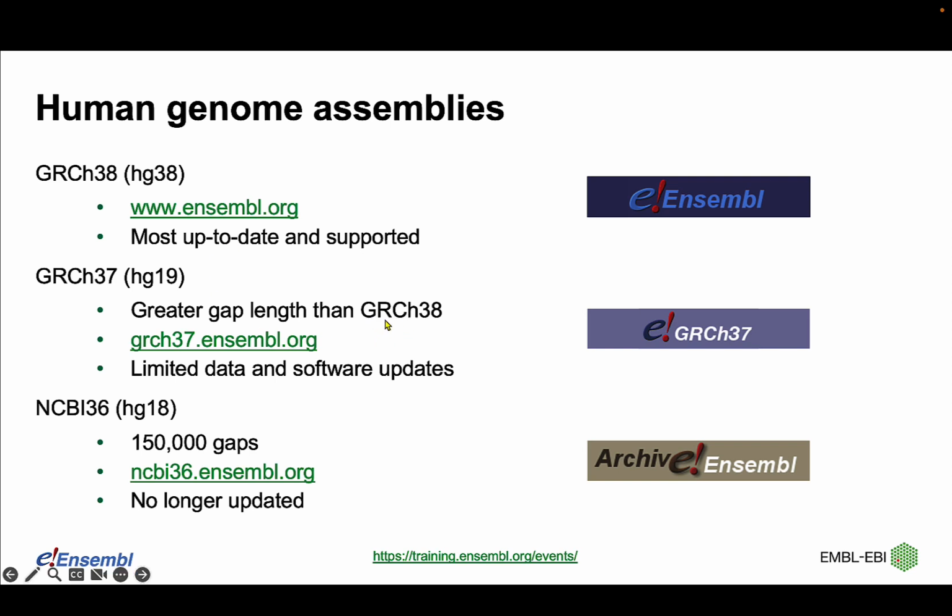We also have a dedicated portal for the older GRCh37 or hg19 genome assembly, as this is still widely used in research. So this assembly has some larger gaps, and there are only limited updates and data available for this. Finally, we also have a dedicated site for the NCBI 36 or hg18 genome assembly, but this has even more gaps and it is no longer being updated.